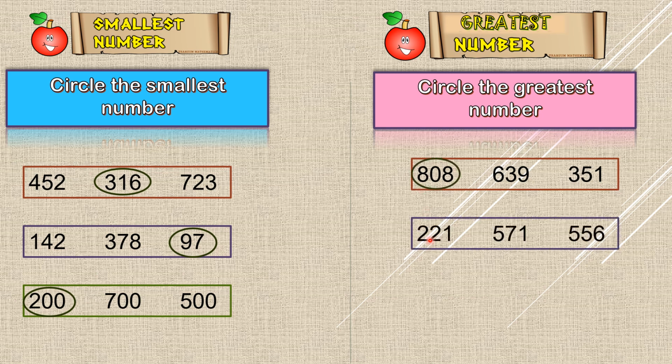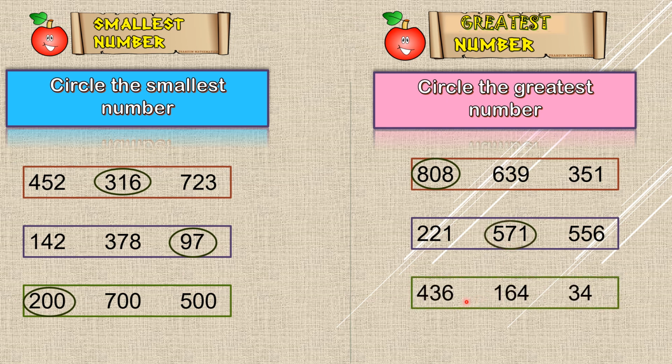Coming to the next example, 221, 571, 556. Now we need to compare the hundreds digit because all the three are 3-digit numbers. 2, 5 and 5. Okay, 2 is smaller, so we have to leave this, and coming to 571 and 556, we need to see which is bigger here. Both of them have the same hundreds digit. Coming to the tens, 7 and 5. Here 7 is the bigger one. So 571 is the biggest number or greatest number.